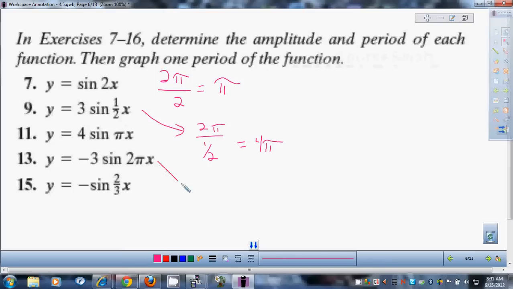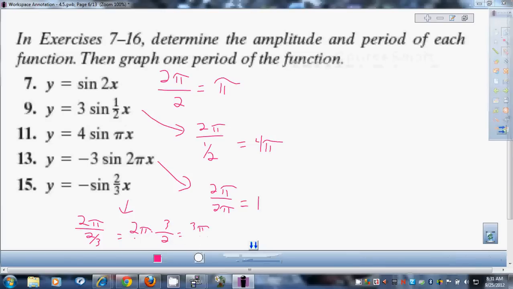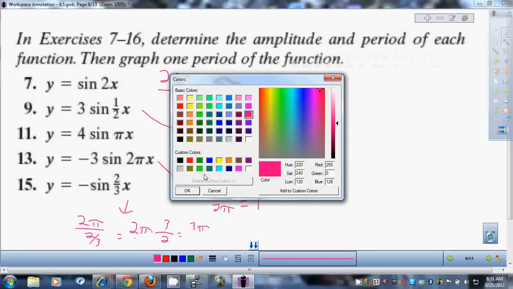Let's look at number 13. 2 pi divided by 2 pi. What's my period? 1. 15. 2 pi divided by 2/3, which is the same as 2 pi times 3 over 2, so 6 pi over 2, 3 pi. And there's your periods.